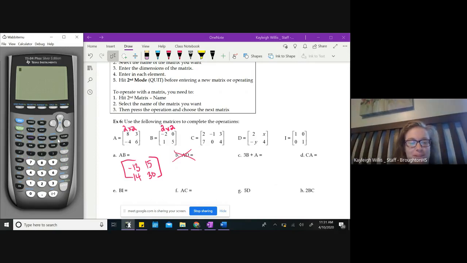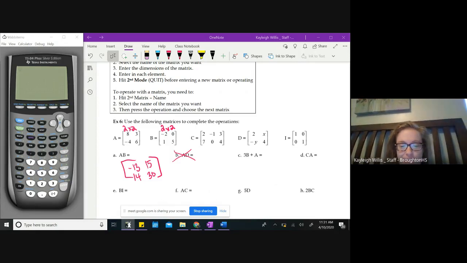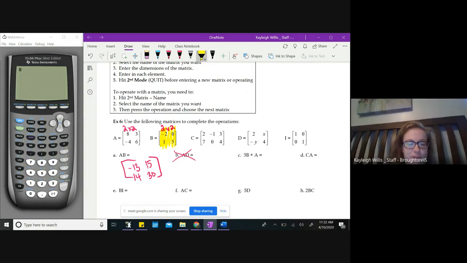But if we just type it into our handy dandy calculator, it will do it for us. But really what that means is I would take matrix B, so this guy, and I would multiply it all by 3 before I add. So that would be like -6, 0, 3, and 15, and then I would add all those numbers to A.